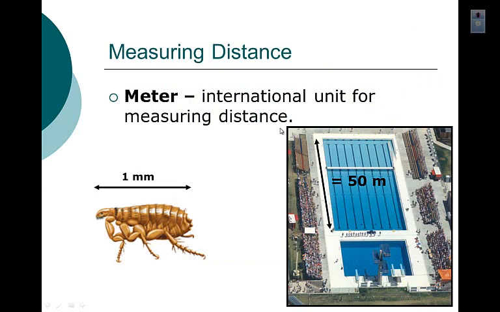Okay, so first we need to talk about measuring distance. Remember that we measure distance in meters. Meters are the international unit for measuring distance. Remember they have variations. We can measure in centimeters or millimeters, but the basic unit is the meter. If you look down here at our bug, we would measure him in millimeters because he's very small. If you look at an Olympic-sized pool, that is 50 meters, to give you a reference for how big a meter is.